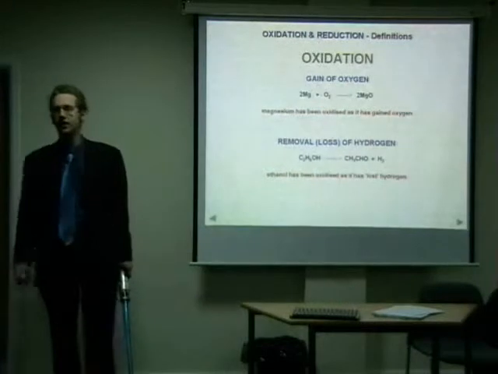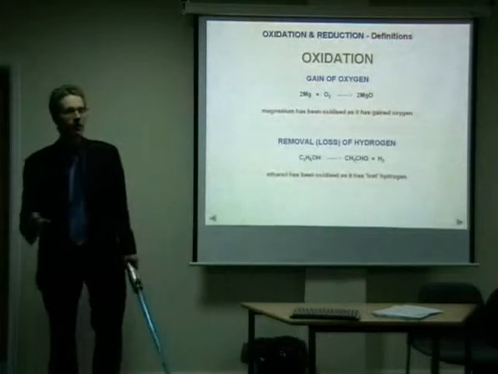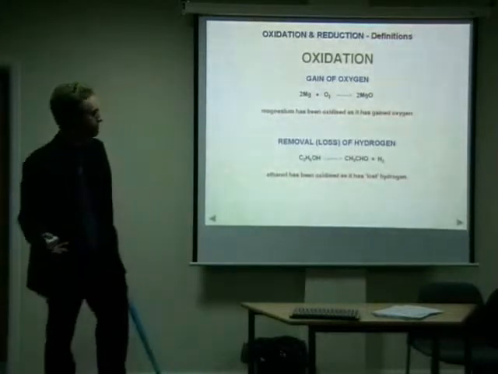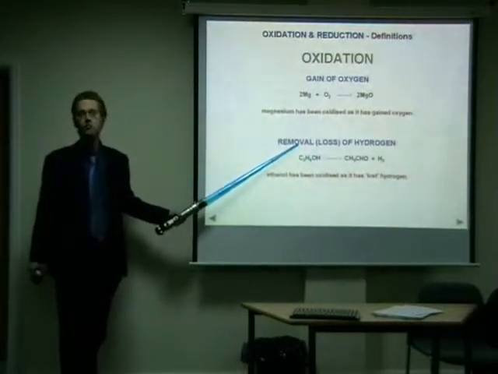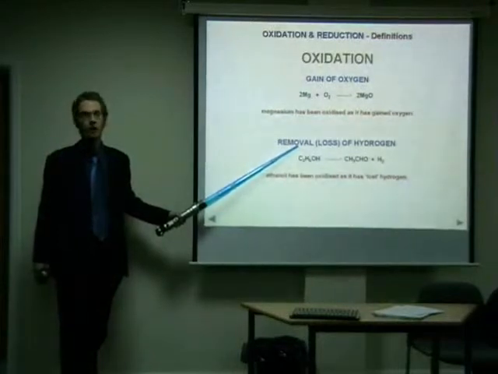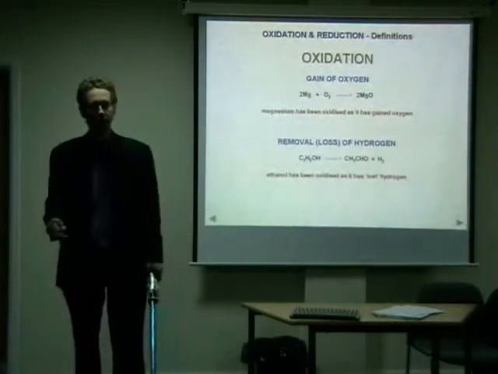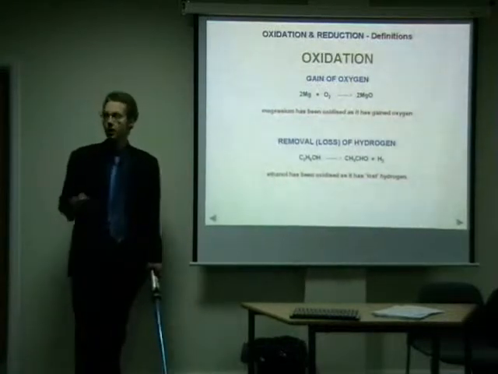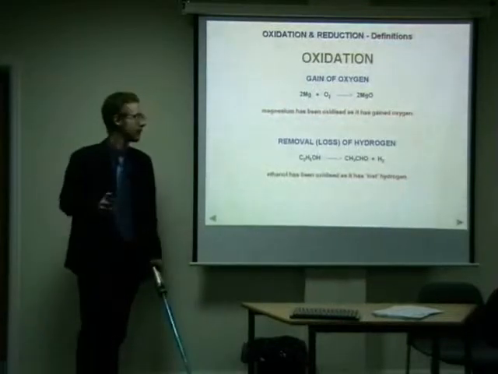Oxidation is obviously the gain of oxygen. And we all know this, we all did this at GCSE. When carbon burns, it adds oxygen to form carbon dioxide. That's oxidation. Another definition of oxidation is it's the removal of hydrogen. An example of this would be when ethanol gets oxidized to ethanoic acid. It actually loses hydrogen in the process. And we're now defining oxidation as the loss of hydrogen. So we've got two definitions so far: the addition of oxygen and the loss of hydrogen.